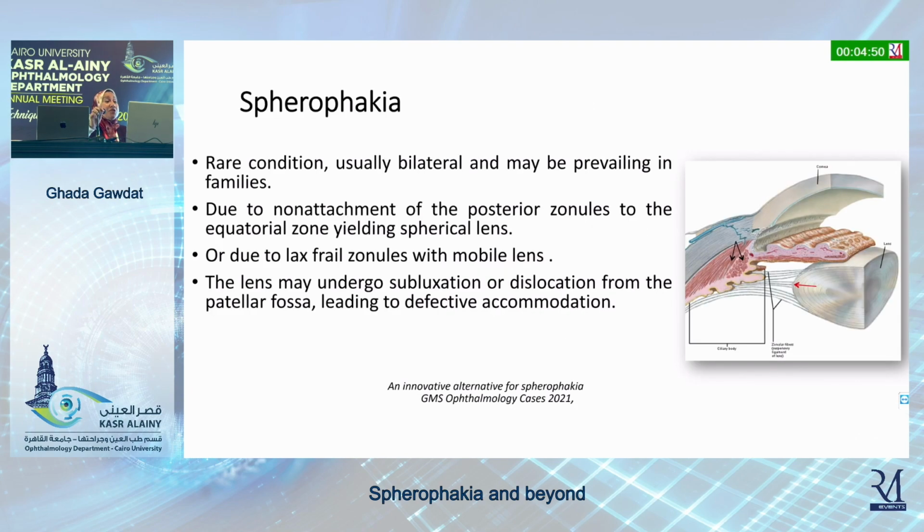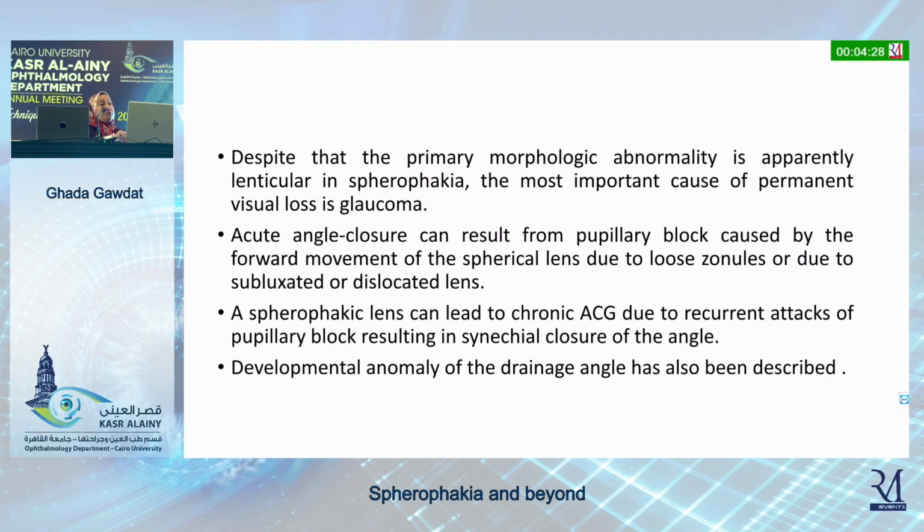It's a rare condition which is usually bilateral, maybe prevailing in families. It is due to the non-attachment of the posterior zonules to the equatorial zone, yielding a spherical lens. But it might be due to lax, frail zonules with a mobile lens. The lens may undergo subluxation or dislocation, whether in the anterior chamber or posteriorly, leading to defective accommodation and defective vision.